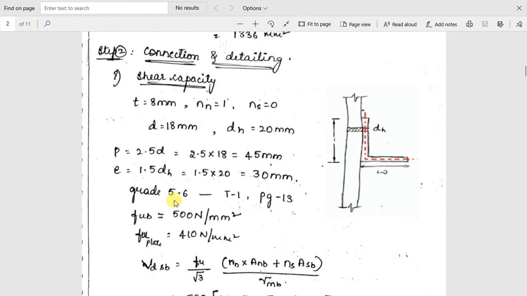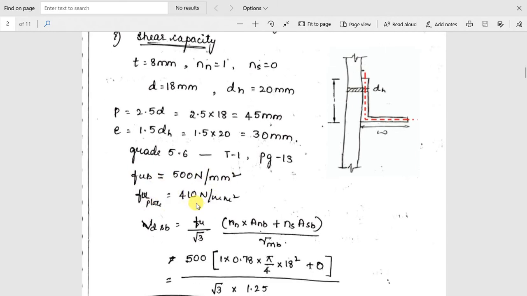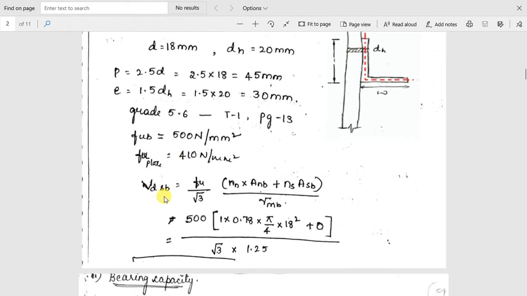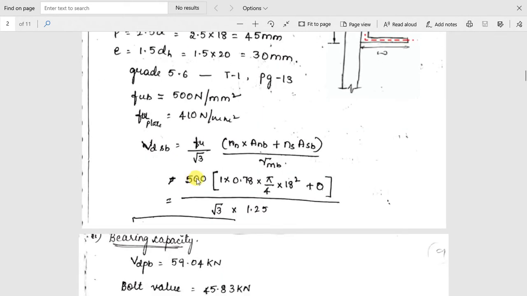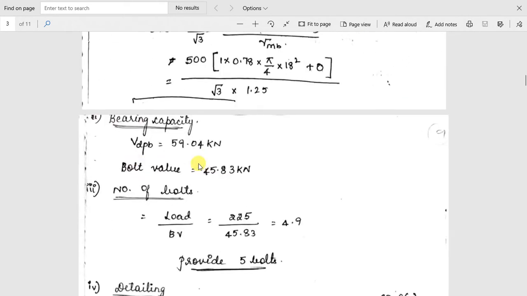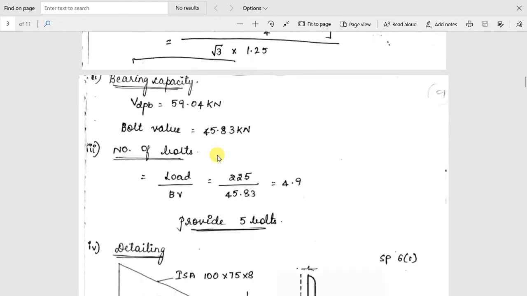So grade is given as 5.6. So the ultimate tensile stress of the bolt will be 500 Newton per mm square, and that of the plate will be always 410. If it is mentioned, the same value is to be used. If it is not mentioned, by default this value is 410 Newton per mm square. So once you are done with this, you will be calculating the shear capacity as well as the bearing capacity. So among these two, we will be getting the bolt value as 45.83 kN.